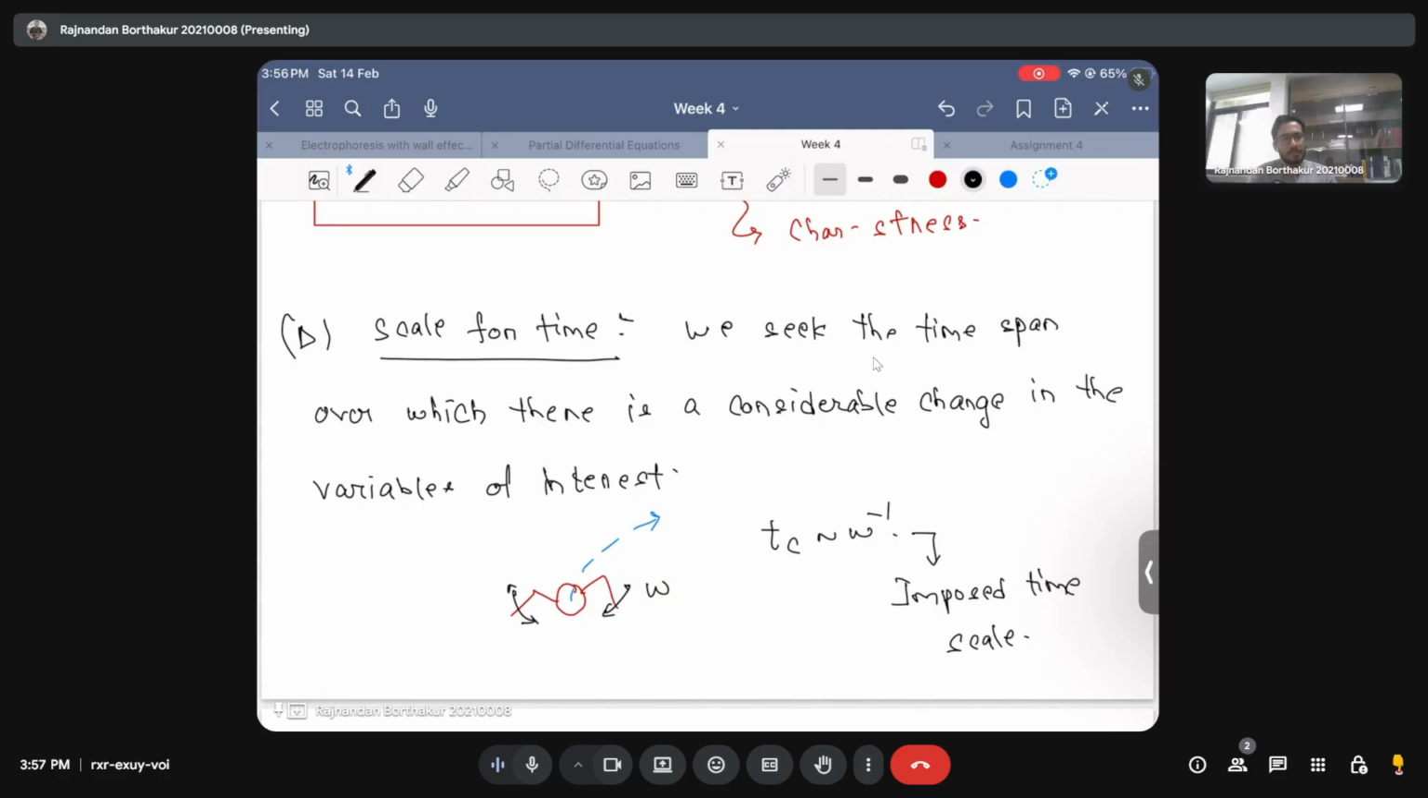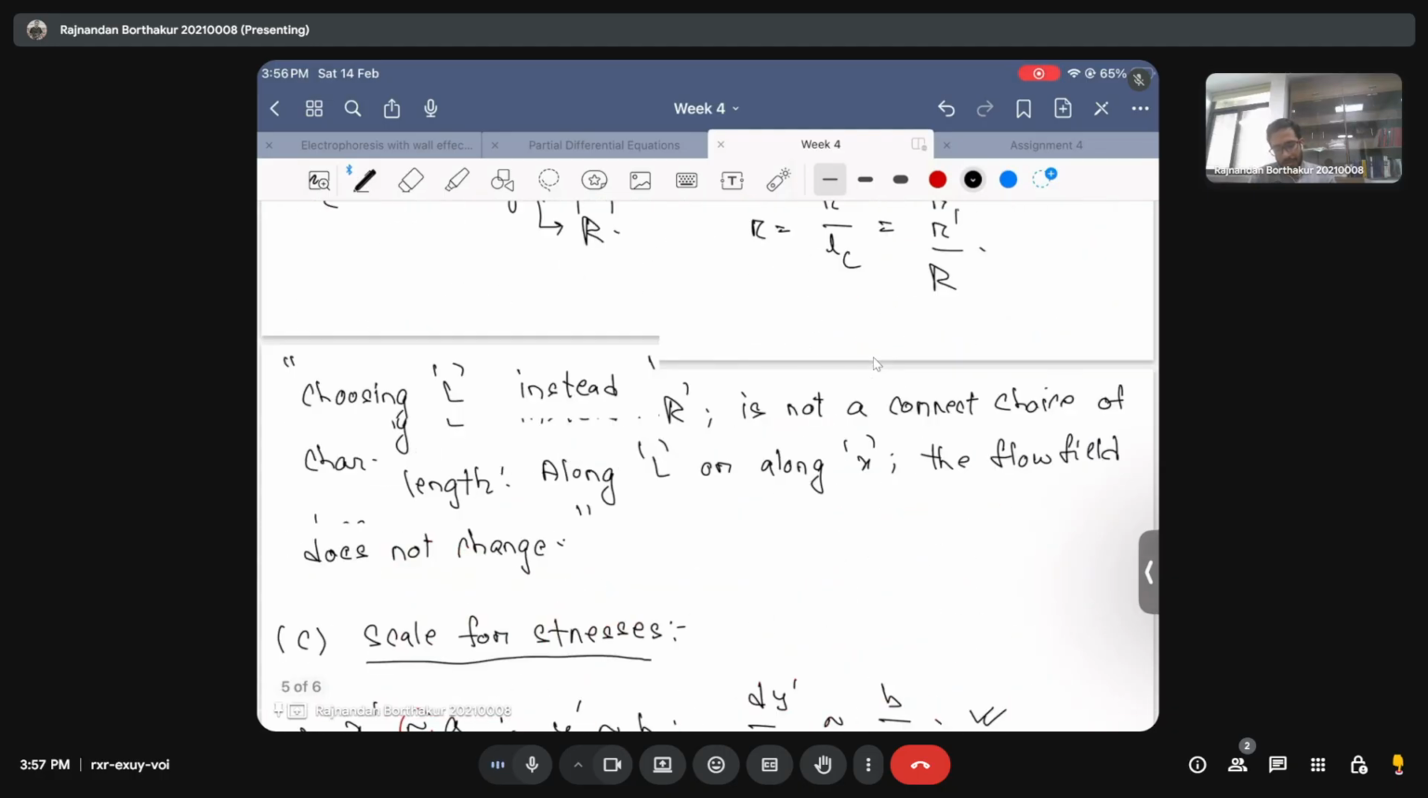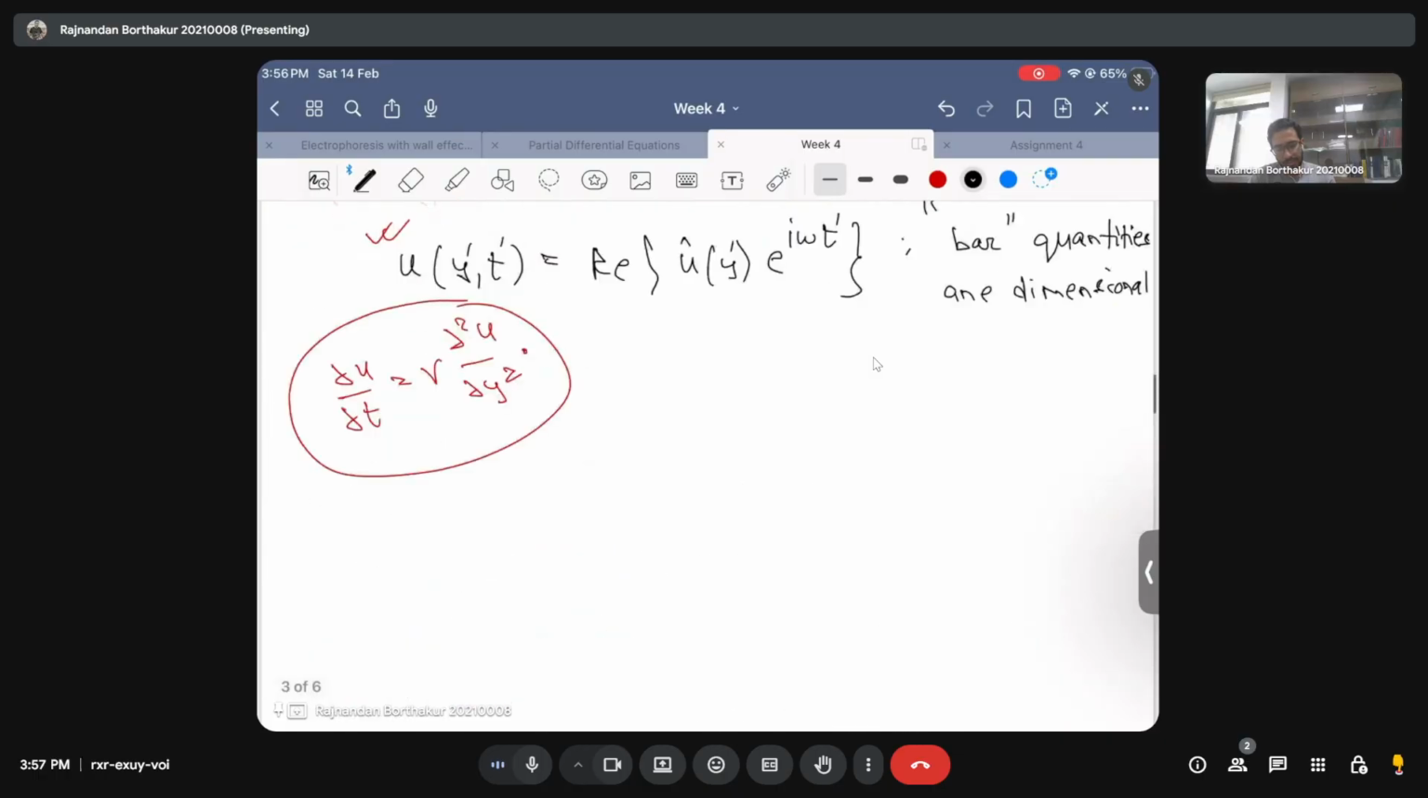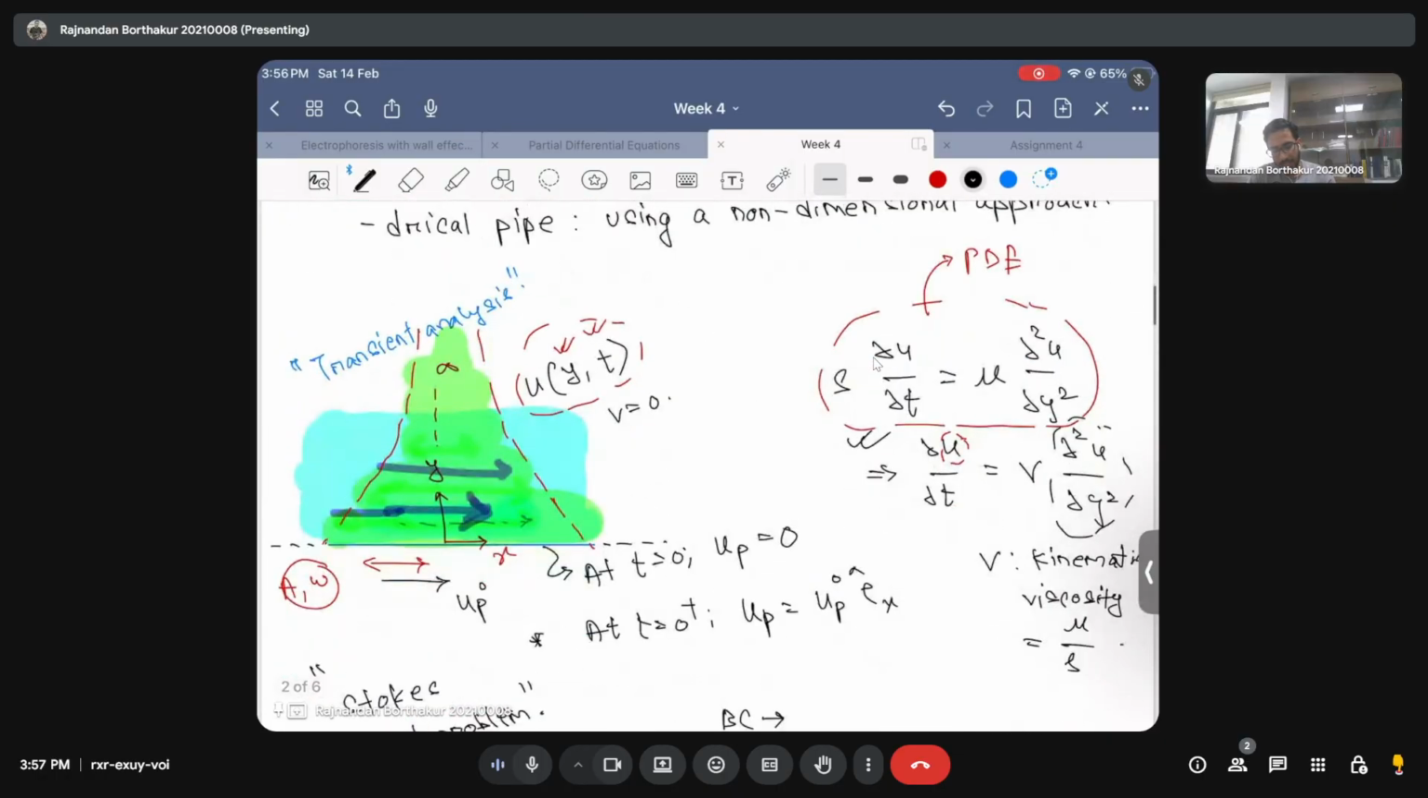Okay, for example, if you pay some attention to the Stokes second problem, which we discussed here, you know that the fluid is going to get disturbed because the plate moves back and forth with frequency omega, which means here also we have a defined imposed time scale, which is of the order of omega inverse, on which I know that the disturbance is going to get propagated from the plate to the bulk fluid. Okay, so that's an imposed time scale that we have in our problem.